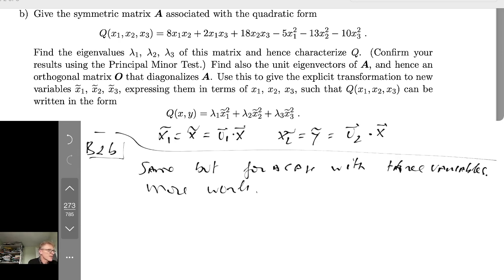So solving the eigenvector problem is a bit more advanced. It's lambda is 0, lambda is -7, and lambda is -21. So it's a negative semi-definite case, etc.